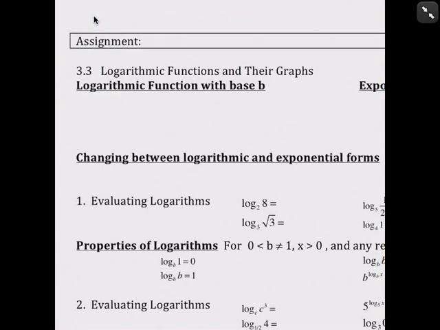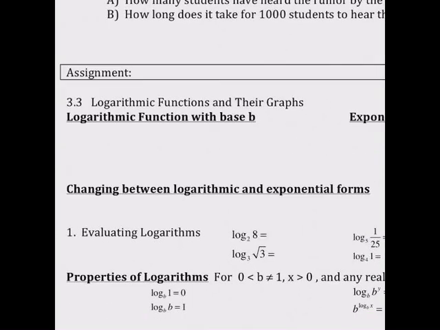That's what I wanted. Logarithmic function with base b. So there's this funny way we write these. We go y equals, log base b of x. So that's a logarithmic function.